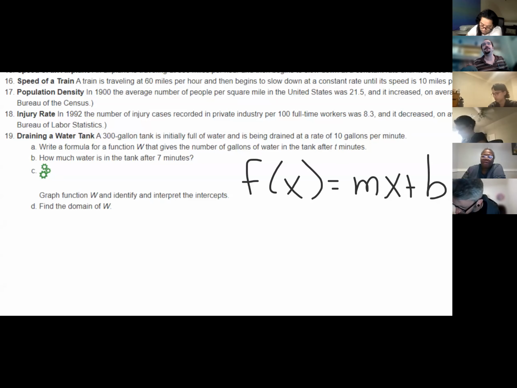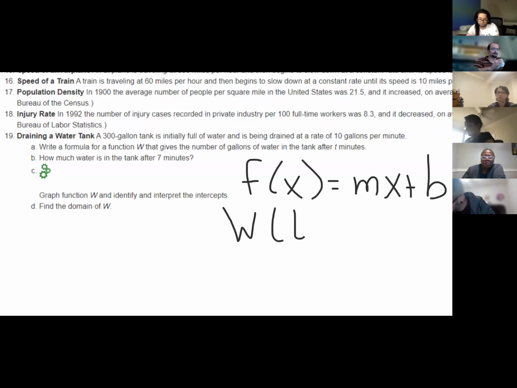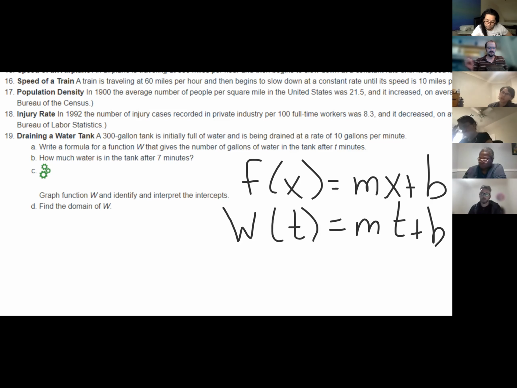So I think I'm more around room 2, Diana, Jade, and Sage. Number 19. Write a formula for a function W that gives the number of gallons of water in the tank after t minutes. So I know I have f of x equals mx plus b, but they want us to use, instead of x and f of x, t and W. So I don't know if this is what might be tripping you up. But they might want something in this form: something times t, and then we're going to add a constant number.